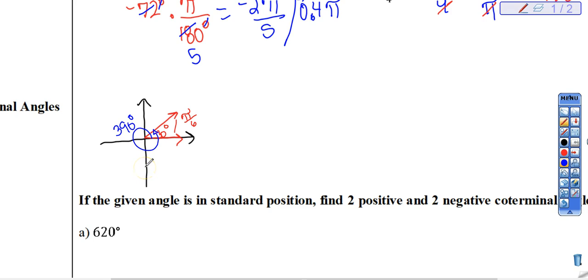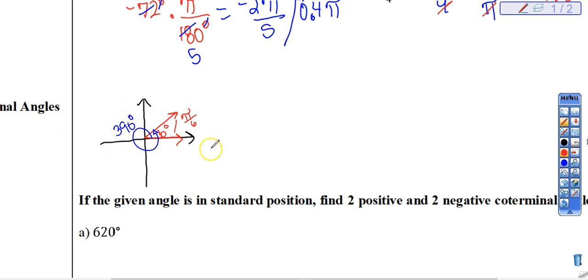And that's certainly not the only positive coterminal angle that I could have here. I could do 2 full revolutions. I could do 1,000,000 revolutions. There are infinite positive coterminal angles to 30 degrees. I only want 2, so let's not be too crazy about that.